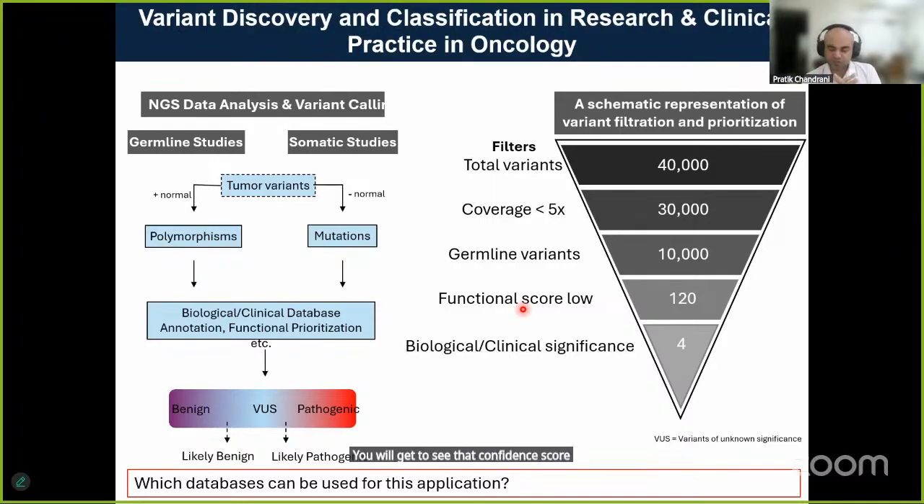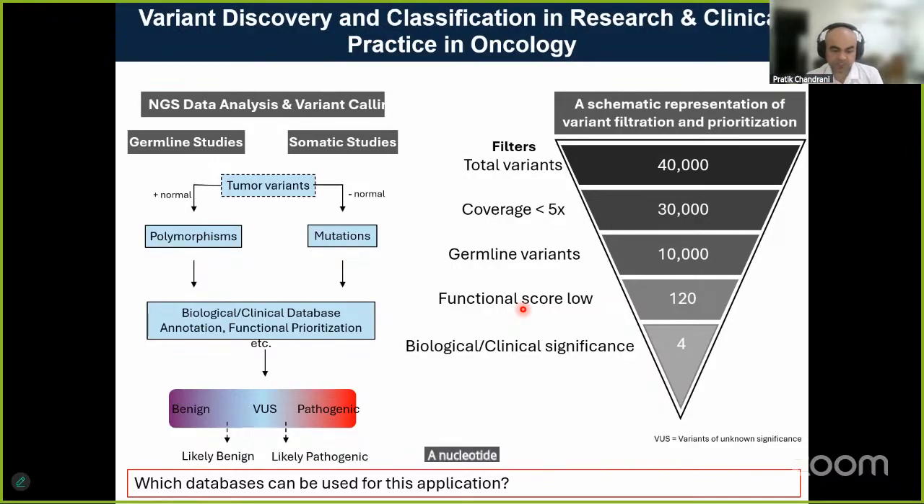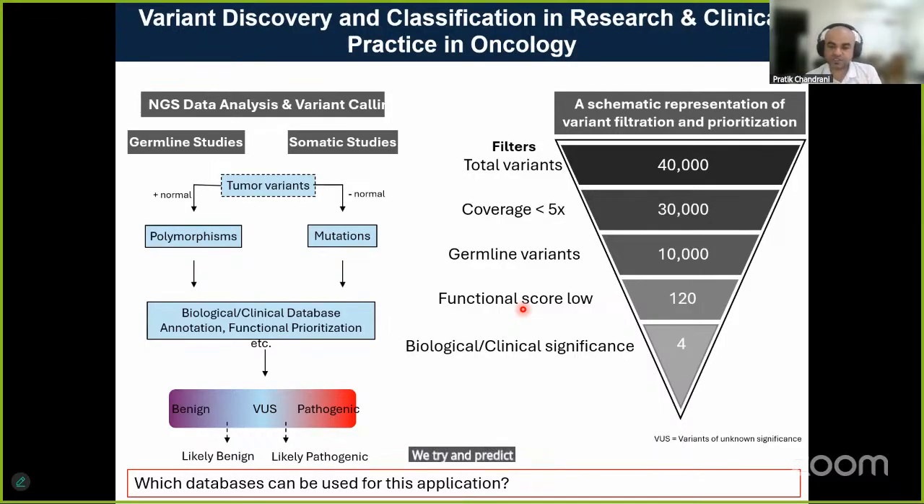Now, what this functional score basically means is that based on the biochemical properties, the biophysical properties, the evolutionary properties, the nucleotide context properties, and the protein location of the mutation, whether it is in the kinase domain or any other functional domain of the protein, we try and predict whether a mutation is going to be deleterious to the protein function or not.